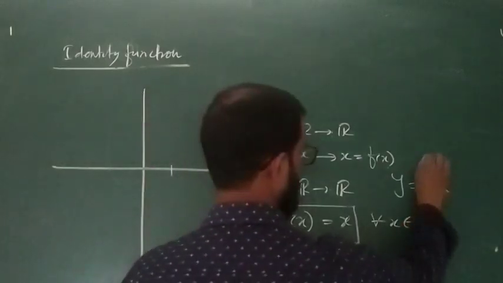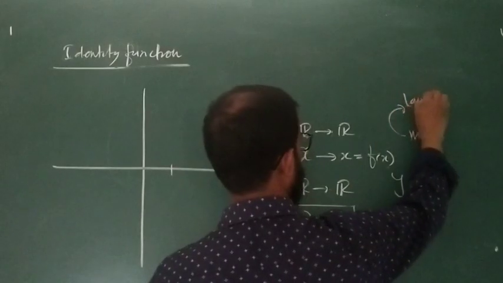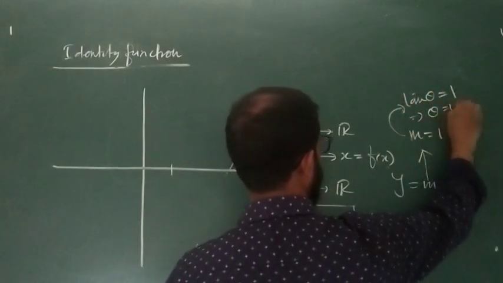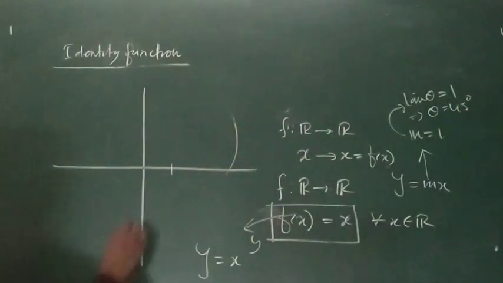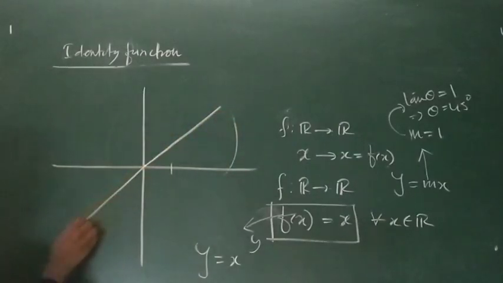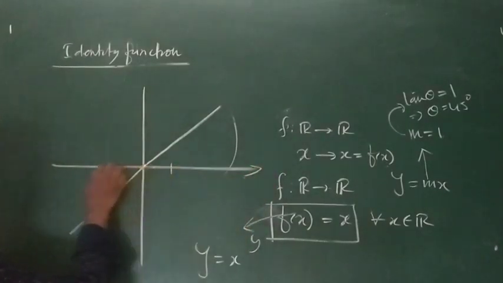You know y equal to mx is a line which is passing through the origin. Here m is equal to what? m equal to 1, and m means tan theta, the slope of the line. Tan theta, and theta equal to what? 45 degree. That means this line will be bisecting. The graph will be like this. Now you see, this is your domain, from here to here.